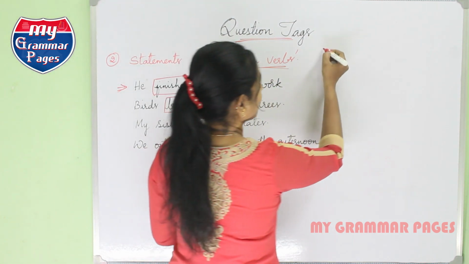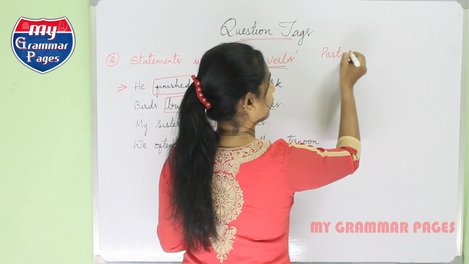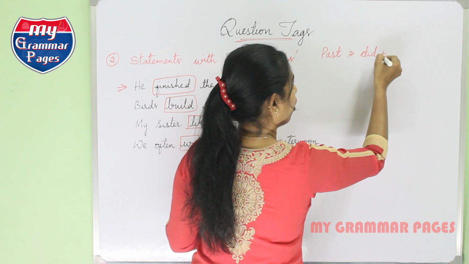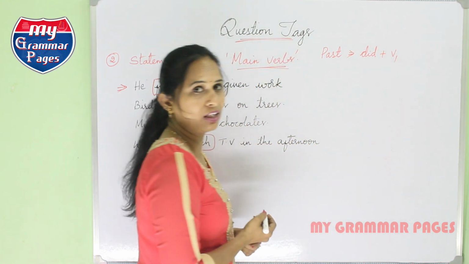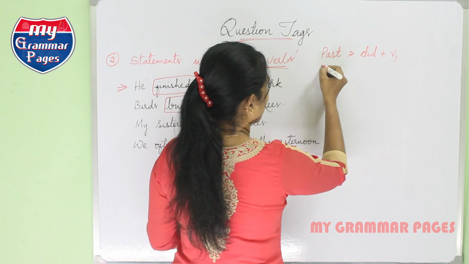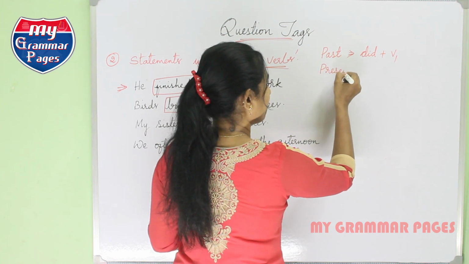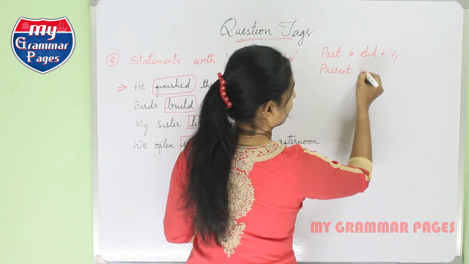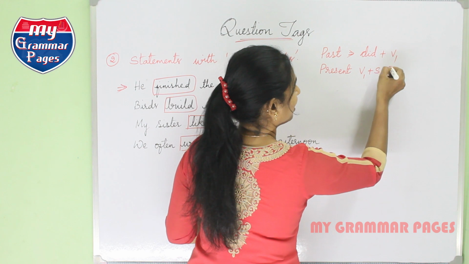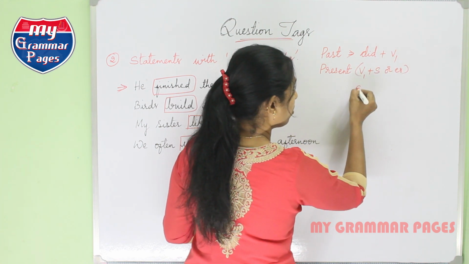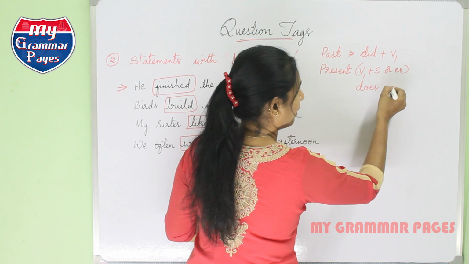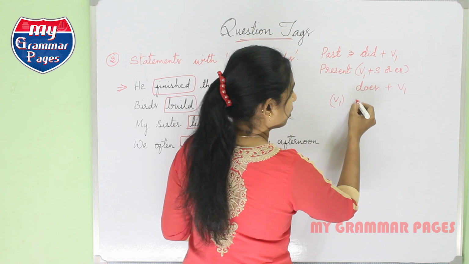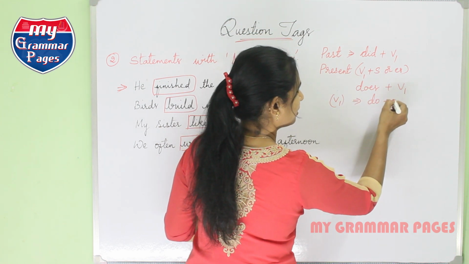Now, if the verb is in past form, you are supposed to take the helping verb did along with the root form of the verb, that is the base form of the verb, V1. And if it is in simple present tense, simple present tense has two ways of writing. If V1 is added with s or es, you are going to take does plus the base form of the verb. If it is only V1, you are going to take do plus V1.